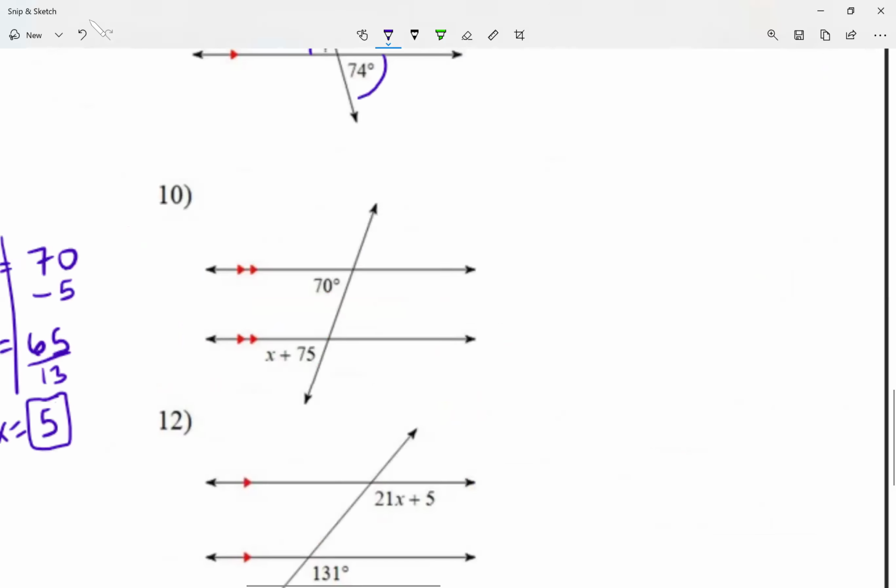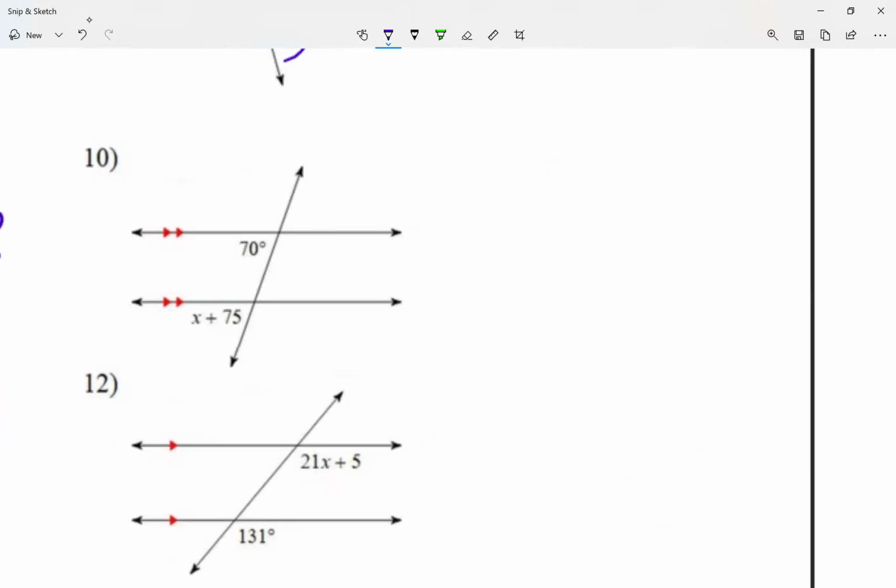All right, let's take a look at question number 10. These two angles are corresponding. Now remember, corresponding angles are equal to each other. So I'm just going to go x plus 75 is equal to 70. I let them equal each other because they are corresponding. Let me separate them through the equal sign. I want the x by itself. So this plus 75, let me move it over as a minus 75. I got to switch the signs.